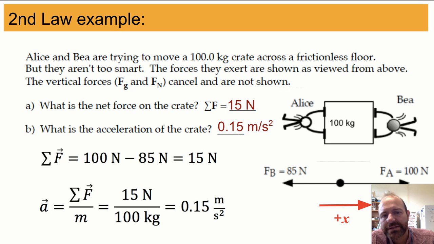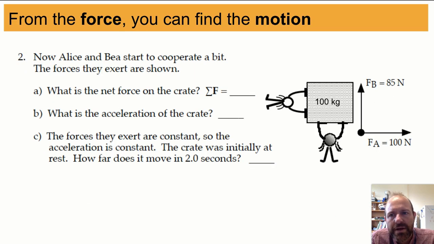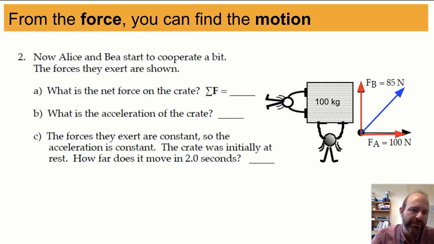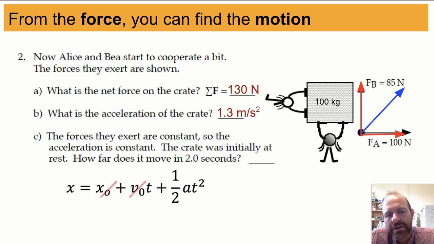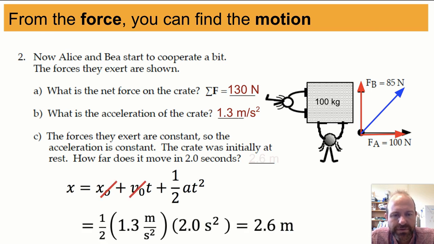There are actually 2 ways that we can go about solving Newton's second law problems. If you know the net force or can find it, then you can do a motion problem, a kinematics problem. So in this case, we've got 100 newtons to the right and 85 newtons up for a net force of 130 newtons at some angle. We can use Newton's second law to find the acceleration of the 100 kilogram crate. That gives us 1.3 meters per second squared. And then we can use kinematics, if there's a constant acceleration, to find out that after 2 seconds, it has traveled 2.6 meters. That's starting with the force and finding the motion, but we can do the opposite.